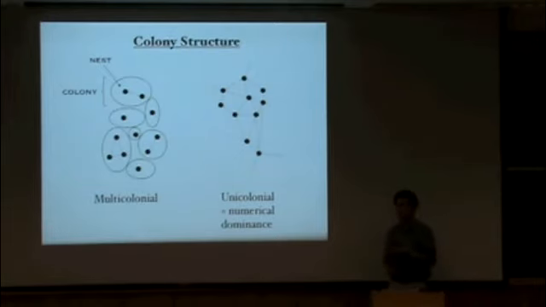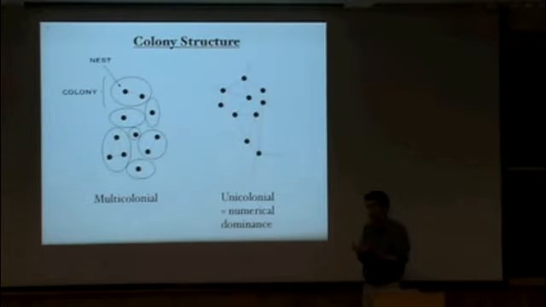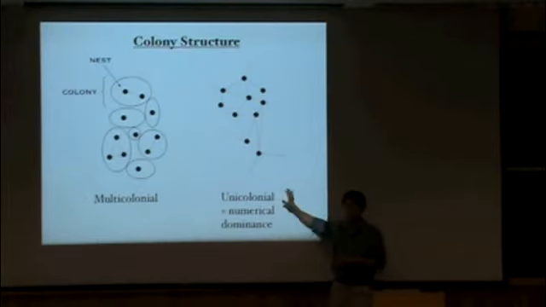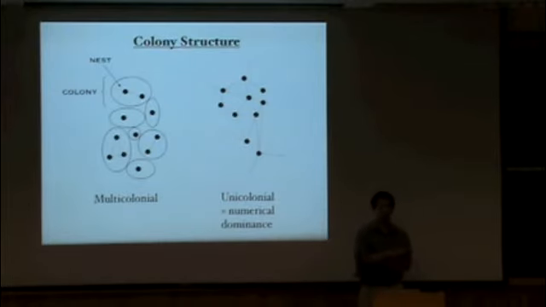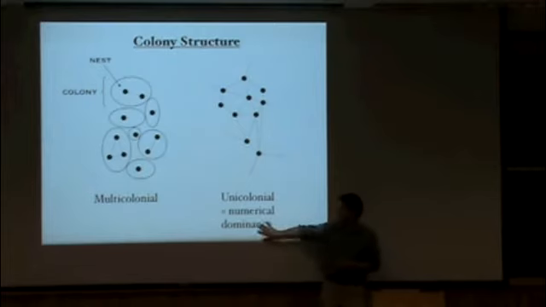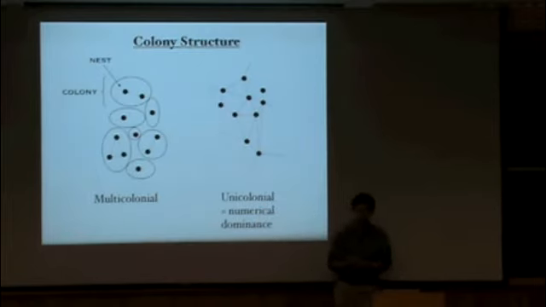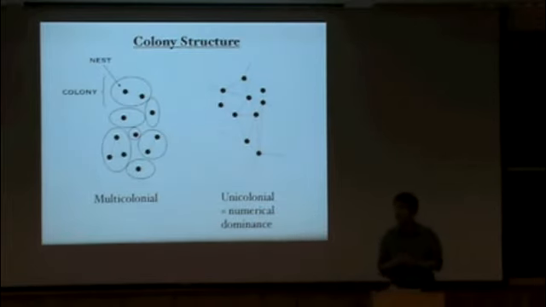And so instead of dumping resources into defending territory, defending food, direct aggression and fighting with other colonies of Argentine ants, all those resources in unicolonial species can instead be redirected towards population growth. And so Argentine ants are able to dominate native species of ants just by their sheer numerical superiority, which is a consequence of this unicolonial colony structure.